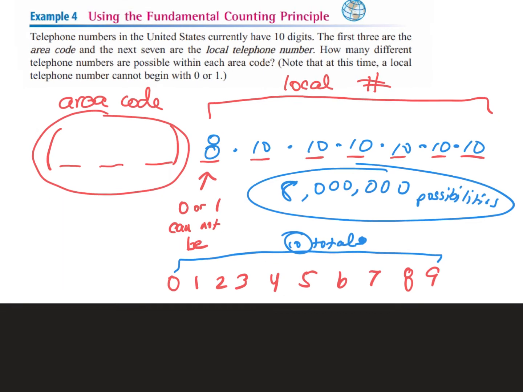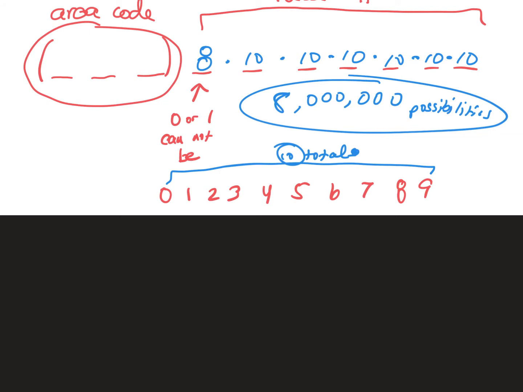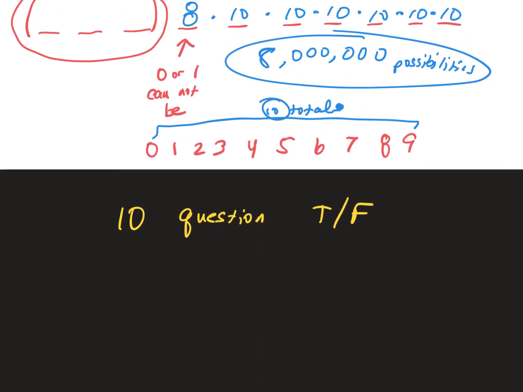All right, before we move on to the next slide, I do want to talk to you guys about something. You'll see this on WebAssign. This isn't on your notes, but you'll see this on WebAssign. Say there's a 10-question test, and it's true-false. If I'm talking about 10 questions, how many spaces do I account for? 10, right? 1, 2, 3, 4, 5, 6, 7, 8, 9, 10. Well, guys, how many different ways can you answer a true-false question? So there's 2 different ways here.